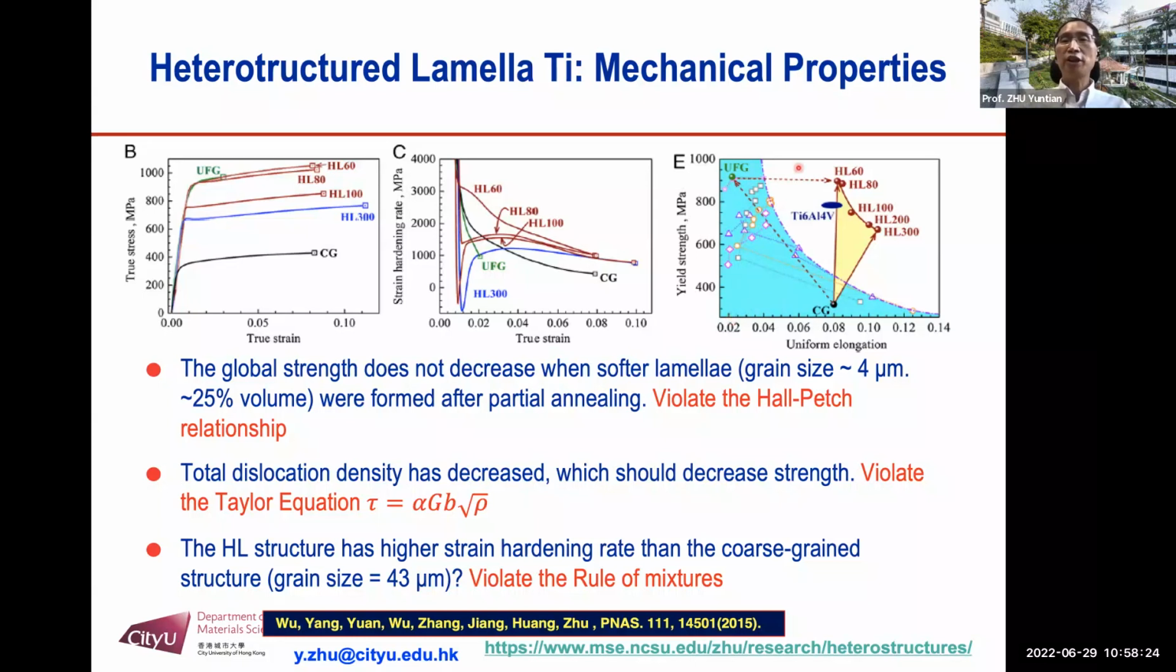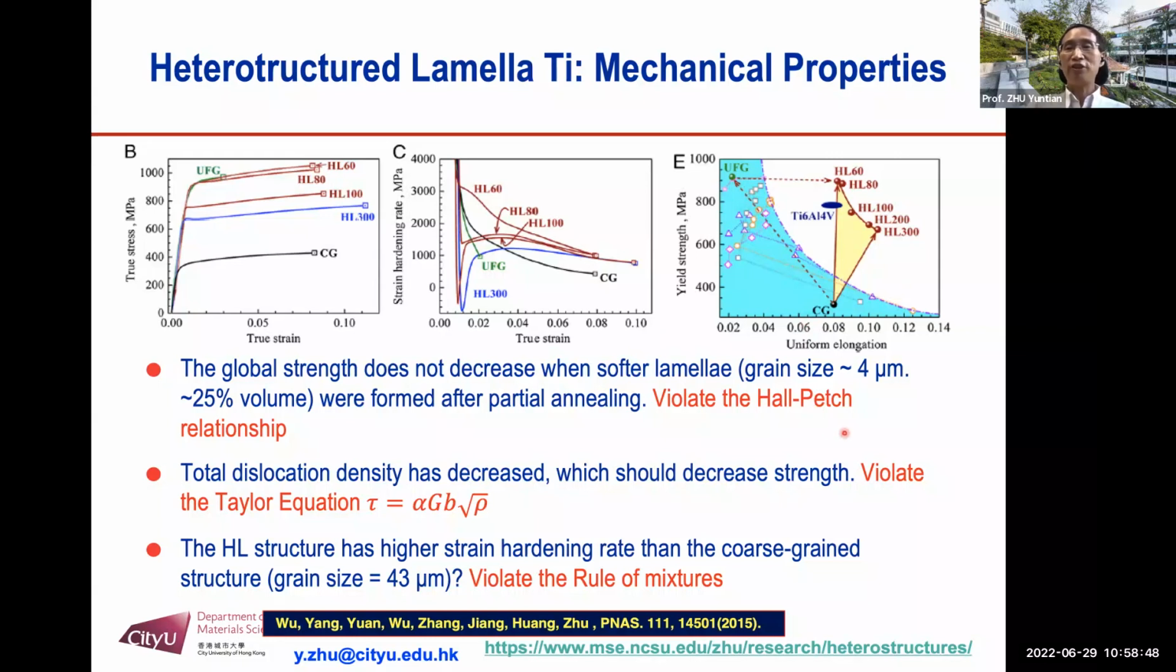Then you look at the heterostructured titanium. Here, look at these 2 data points. The strength is similar to ultrafine grain titanium. Look, the ductility is even higher than coarse grain titanium. So what's happening here? That totally defies this banana curve.